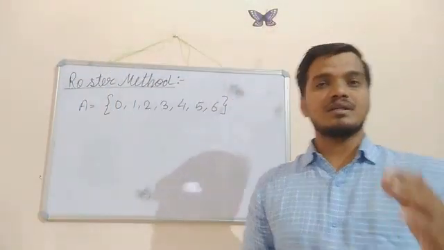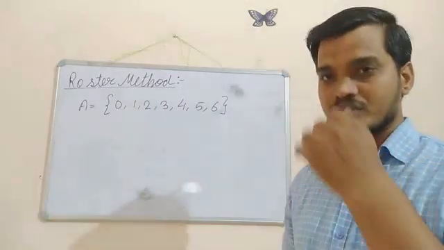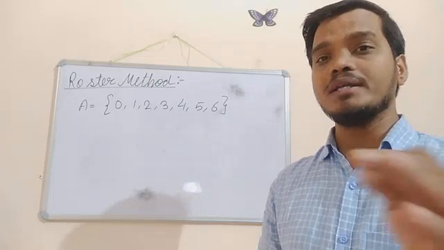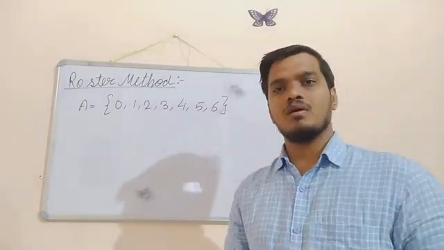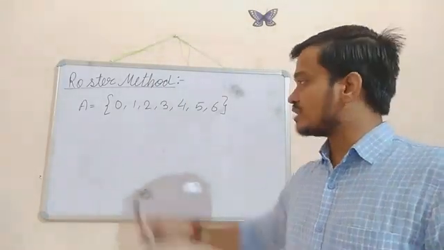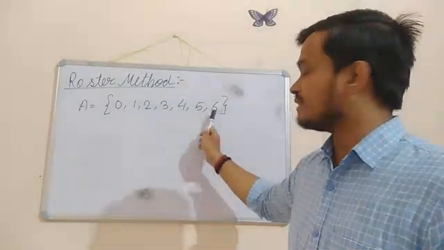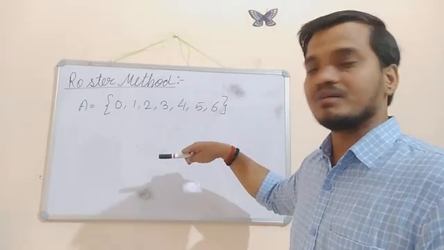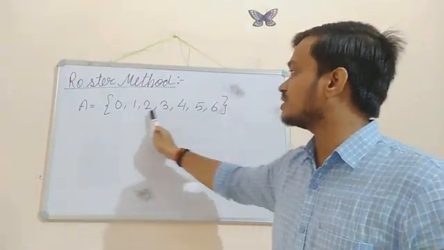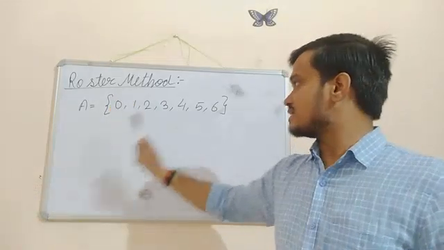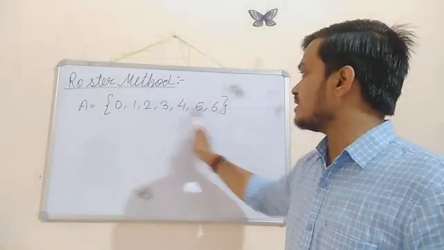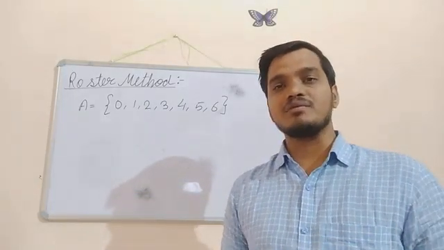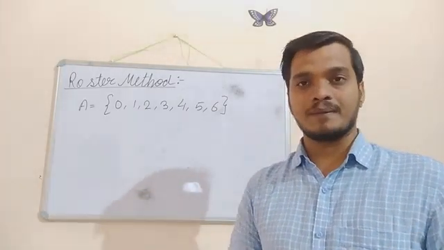Whenever you are writing any set in roster form, there is no restriction on which order you are writing. Order can be anything. Like you are starting from 0, 1, 2, 3, 4, 5 and 6. You can start writing the elements of the set from 6 also: 6, 5, 4, 3, 2, 1, 0. You can start from the middle also. Means in any order you can write.